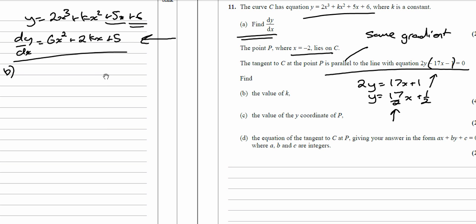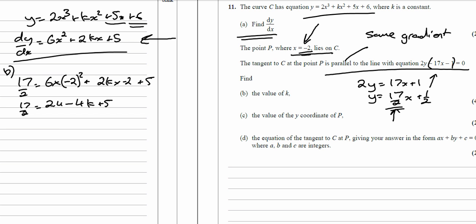And what we've got to do, or what we're told, is that when x equals minus 2, the gradient is 17 over 2. So we write down that 17 over 2 equals 6 lots of our value of x. And our value of x when the gradient is 17 over 2 is minus 2. So 6 lots of minus 2 squared plus 2k times minus 2 plus 5. And then we've got to solve that for k. So 17 over 2 equals minus 2 squared is 4, so times that by 6 is 24. 2k times minus 2 is going to be minus 4k plus 5. So 17 over 2 equals 29 minus 4k.